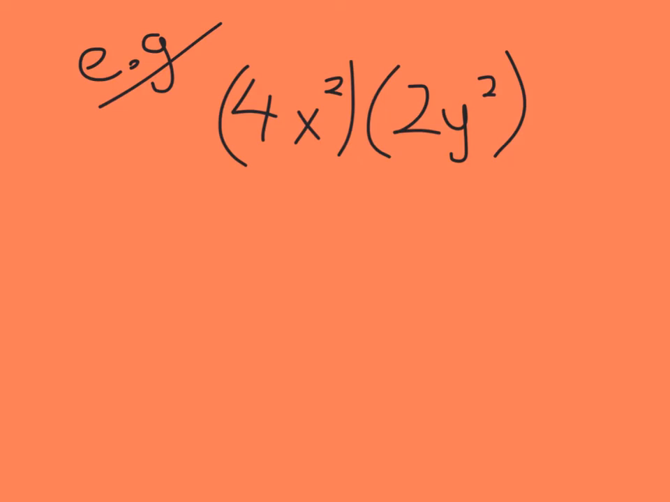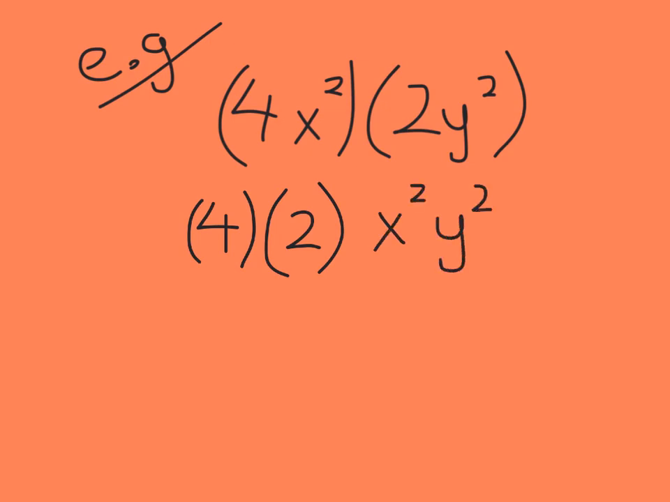Let us take another example. However, we have a little bit of a problem here because x is squared and y is squared, but x and y are not the same thing. What do we do in this situation? Well, all we do is as before, we multiply our numbers, our coefficients, so 4 by 2, and then we've x squared and y squared multiplied by one another. So for the first part, we know that 4 by 2 is 8.